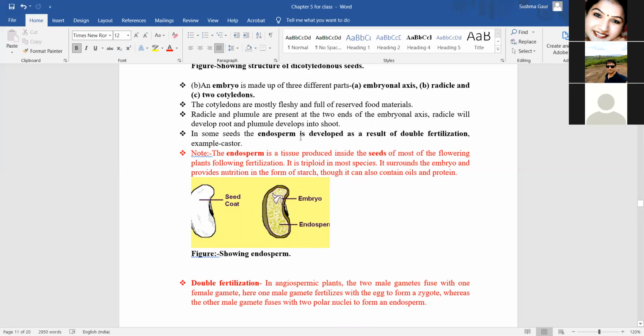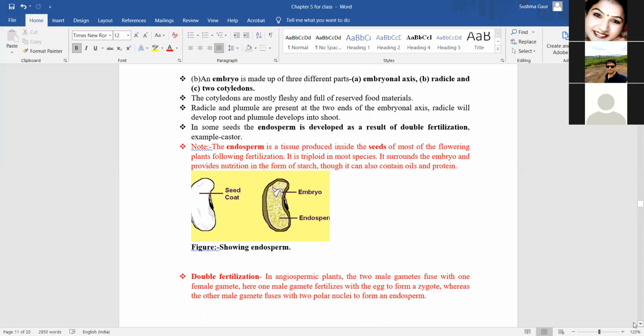But in some cases, the endosperm is developed as a result of double fertilization. So what is endosperm? Endosperm is a tissue that is produced inside the seeds of most flowering plants. So ये है आपका this is your seed, this is your embryo and this is endosperm. ठीक है? So in many cases, this endosperm will develop as a result of double fertilization. So what is double fertilization? I will tell you. But उससे पहले what is this endosperm?